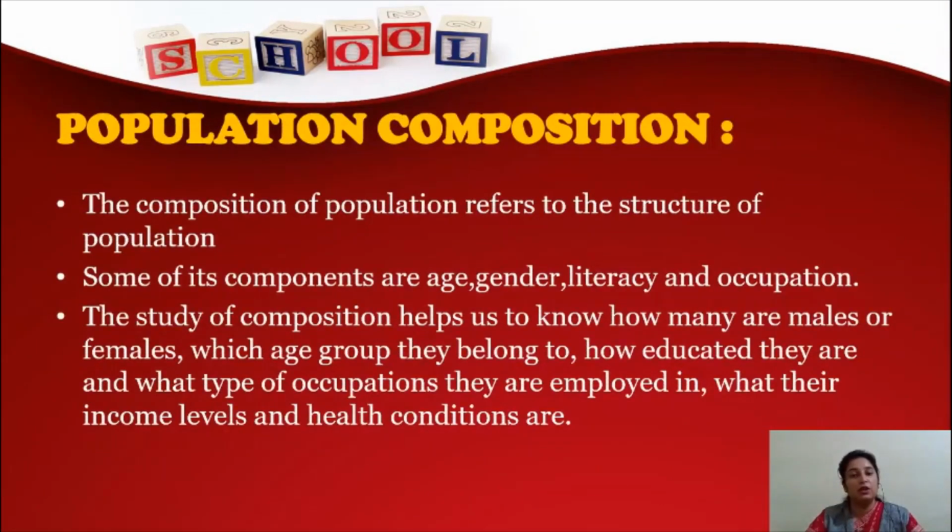Now, what is population composition? The composition of population refers to the structure of population. Some of its components are age, gender, literacy, and occupation. Now, how does the study of composition help us? It helps us to know the number of males and females in that country. It helps us to know the age group to which these males and females belong, whether it is from 0 to 4, or from 5 to 10, or from 10 to 14 and so on.